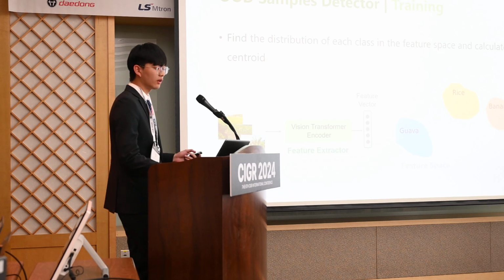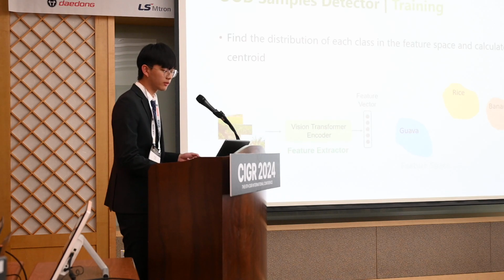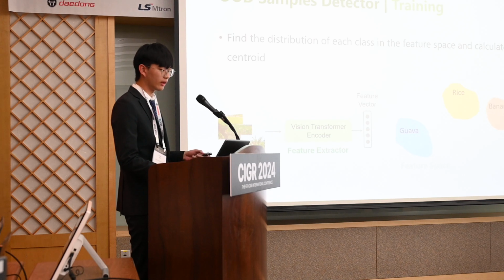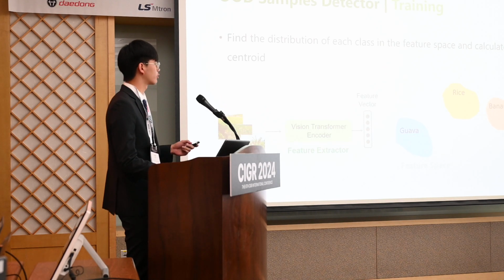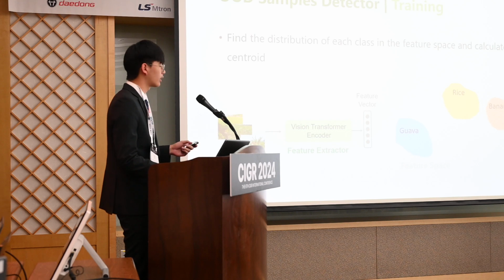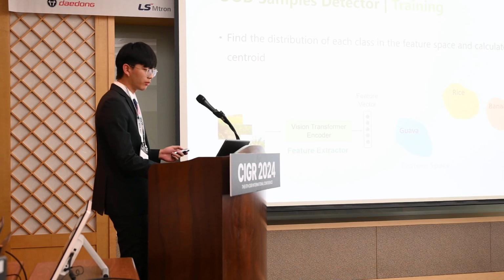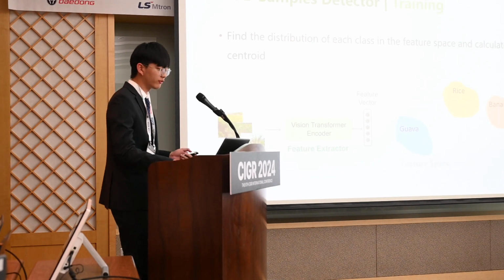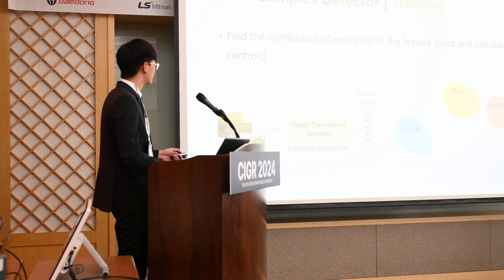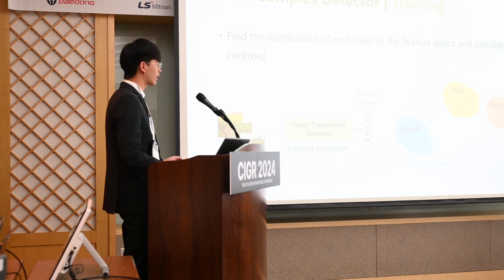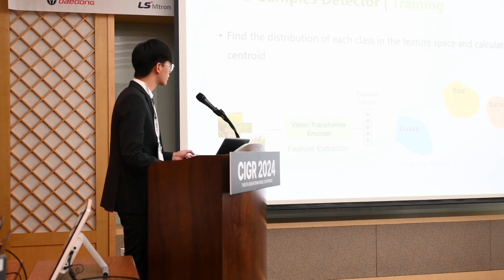And the main idea of the OOD sample detector is to calculate the distance in the feature space between the input feature and the distribution of each class. And if the input feature vector is too far from the distribution of each class, it will be considered an out of distribution sample. So first, in the training process, we use the features extracted from the target training images to find the distribution and calculate the centroid of each class in the feature space.